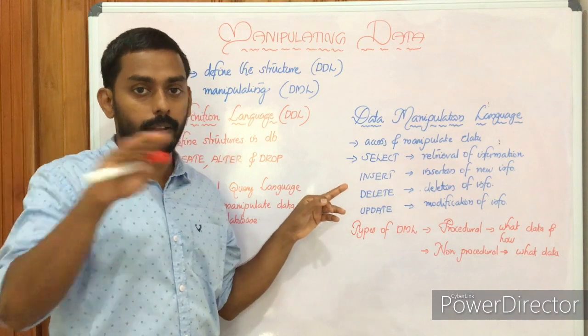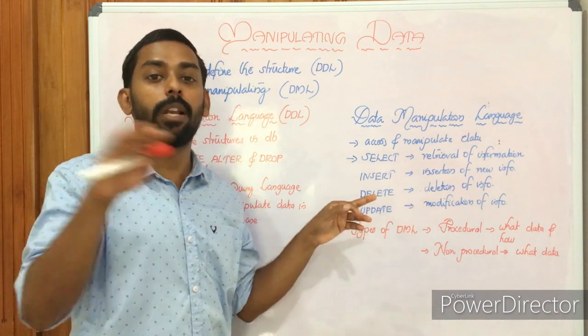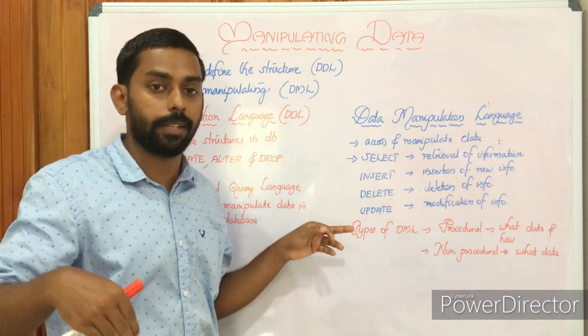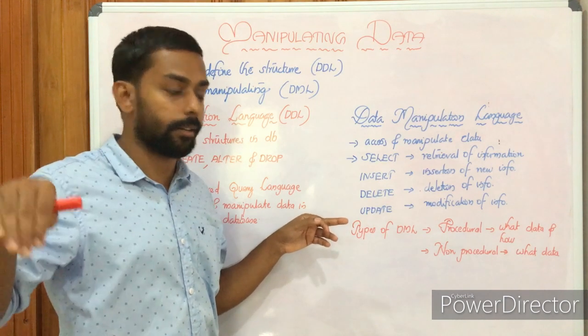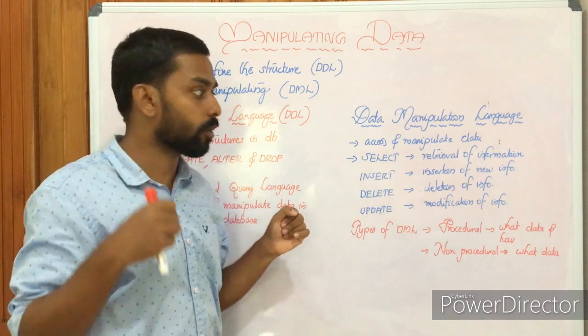Then insert, used for insertion of information, for example 1 Arun 100, a row. Then delete, used for deletion of rows. Records of those who have failed can be deleted. Then update, used for modification of data.